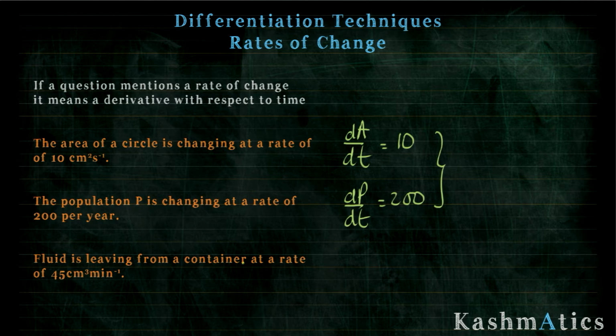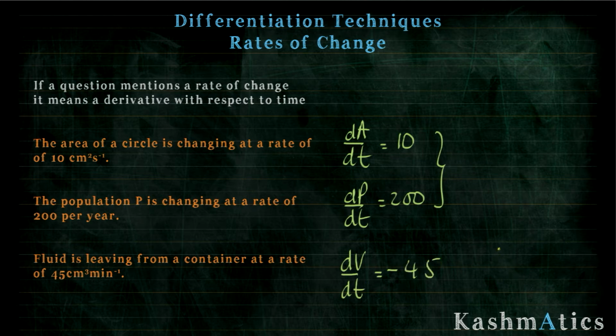And this last one here, fluid is leaving from a container at a rate of 45 centimeters cubed per minute. So the actual volume inside the container is reducing. So we'd say dV by dt is equal to minus 45.